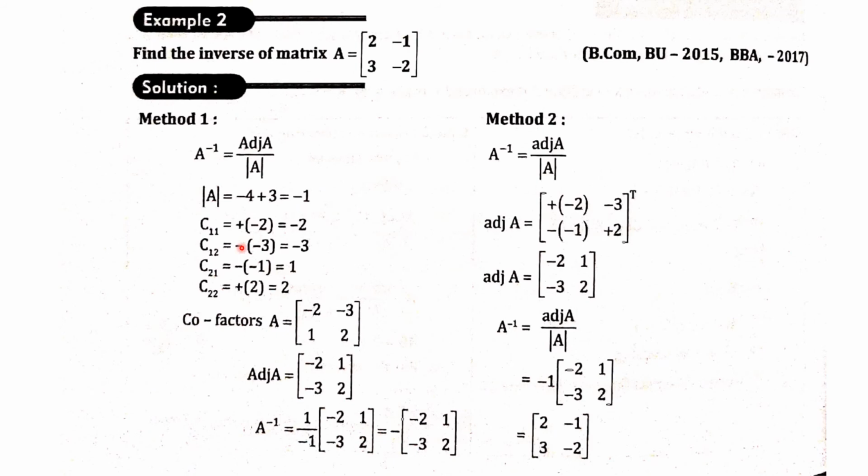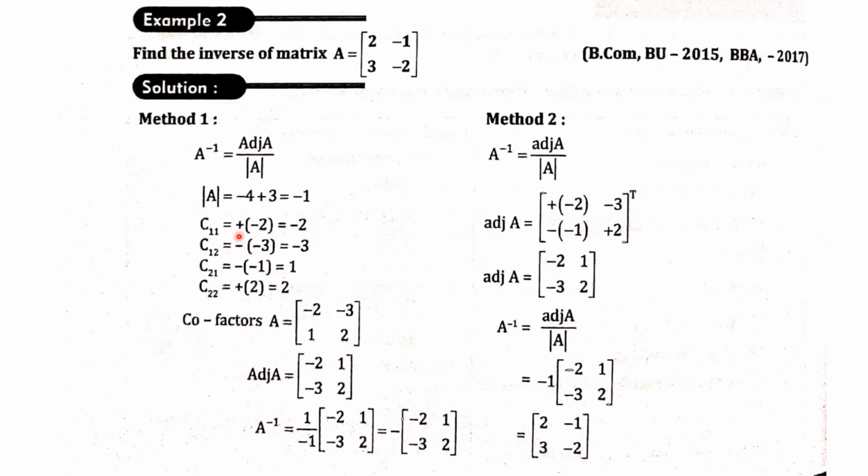Next you have to find out the cofactors. To find the cofactors, C11 is the first row first column, then first row second column, second row first column, and second row second column. So here they have done it directly.